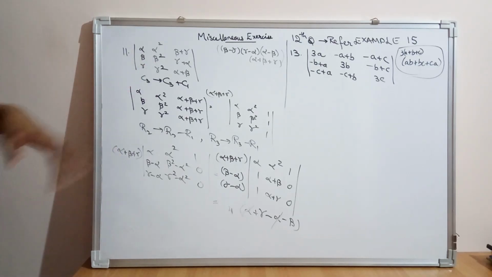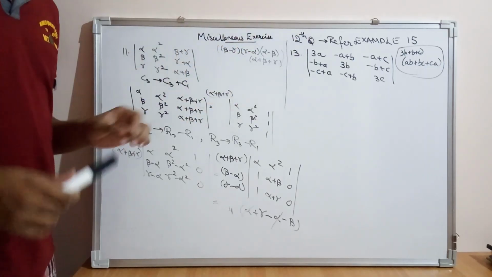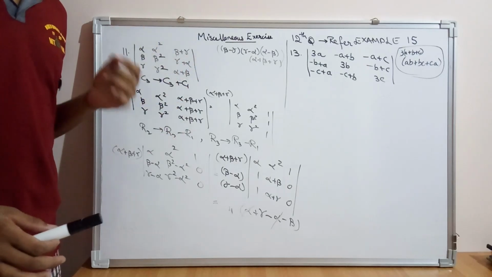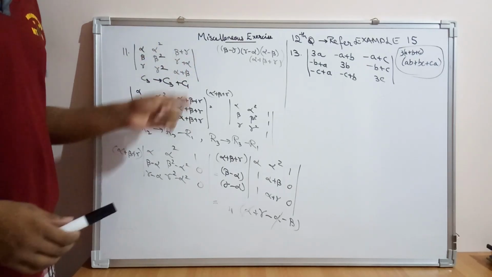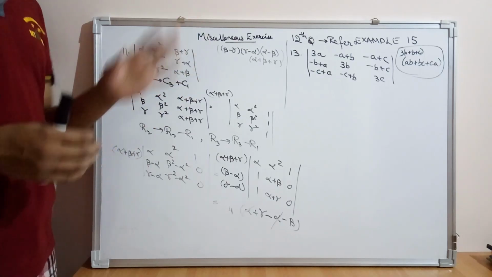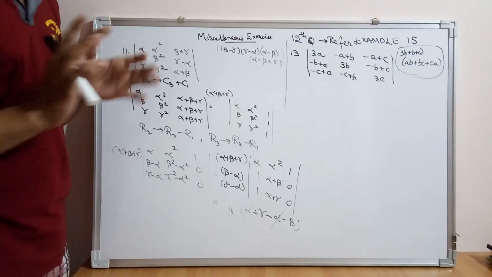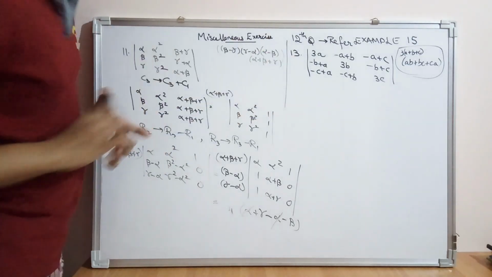Okay, next we'll move on to the 12th question. You can just refer the example 15. In the 12th question, they are just given an extra p over there, p factor that is present over there. So just you can refer the method in the example 15 itself. It is exactly the same, extra 1 p is mentioned. Then we have the 13th question.